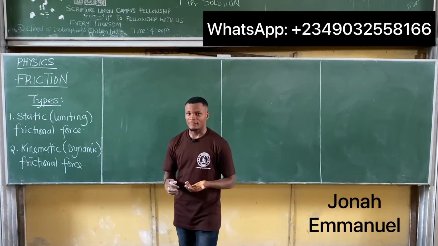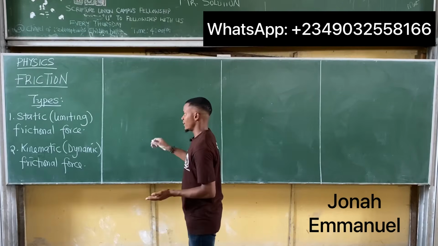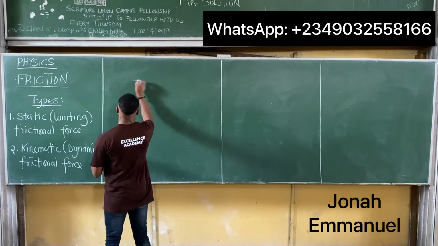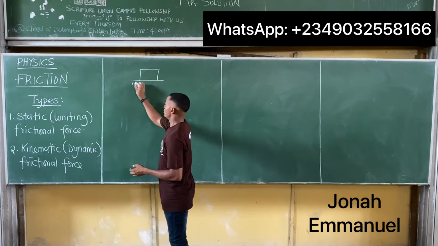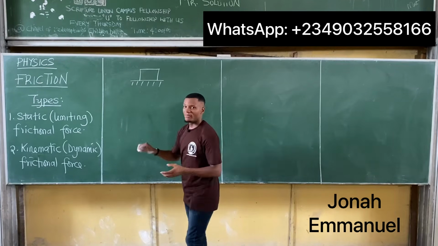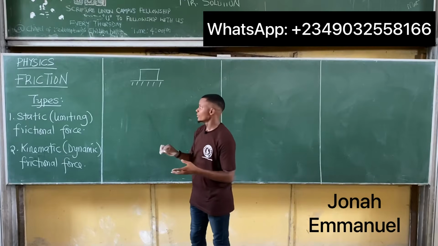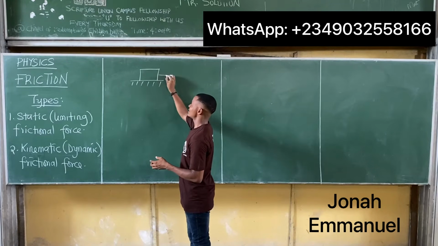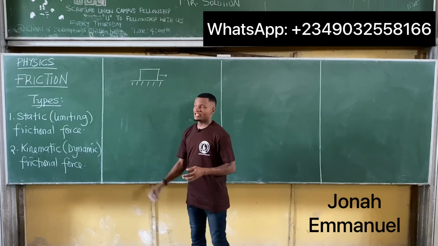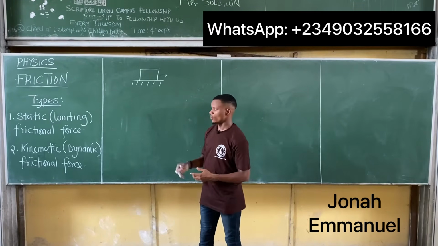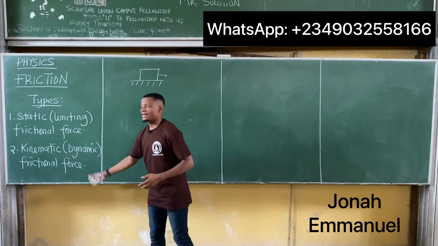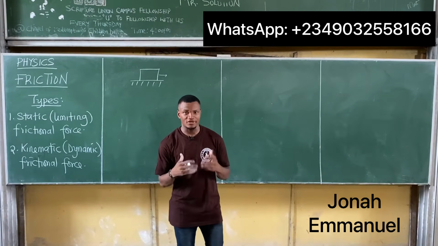For example, if I have a body on a rough surface, as I drew earlier, the maximum force that must be overcome before this body can just start to move over this surface is known as the static frictional force. This is case 1.